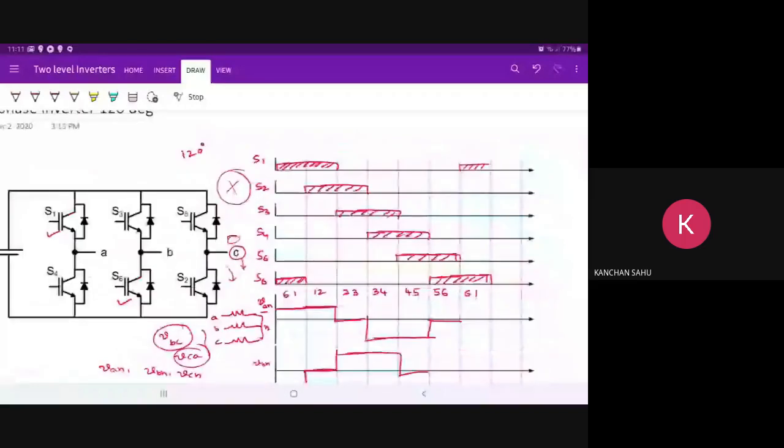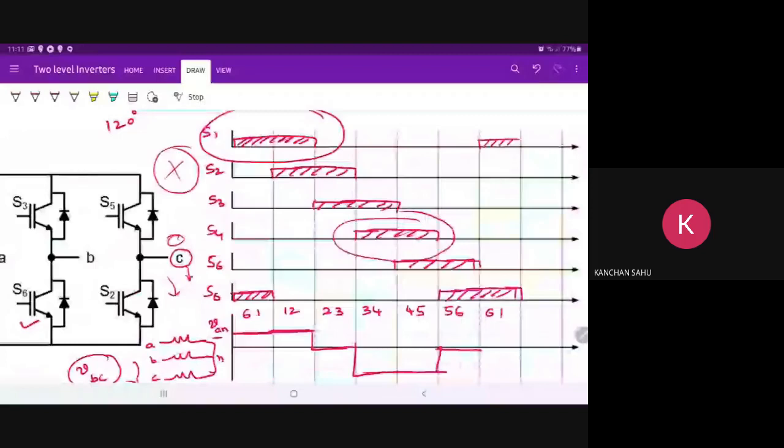So the advantage with 120 degrees is, for example, this S1 and S4 are complementary, right? So if you notice, how much duration are both switches off? 60 degrees, right? So there is a dead time. That means there is a dead time of 60 degrees between the switches S1 and S4. Similarly for the other devices in other phases.